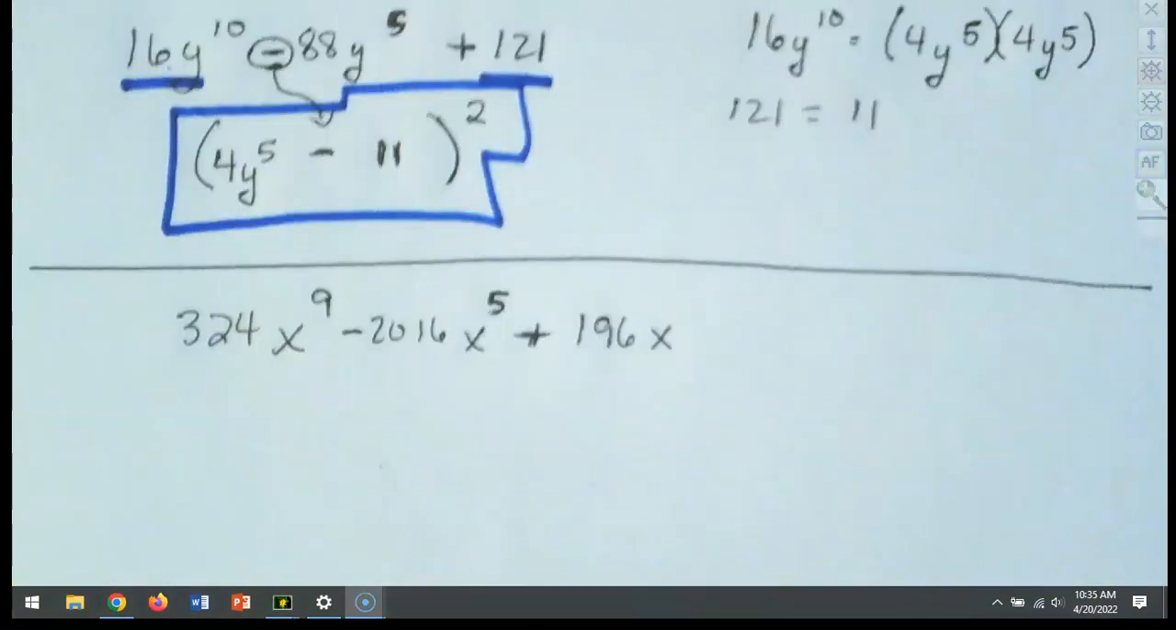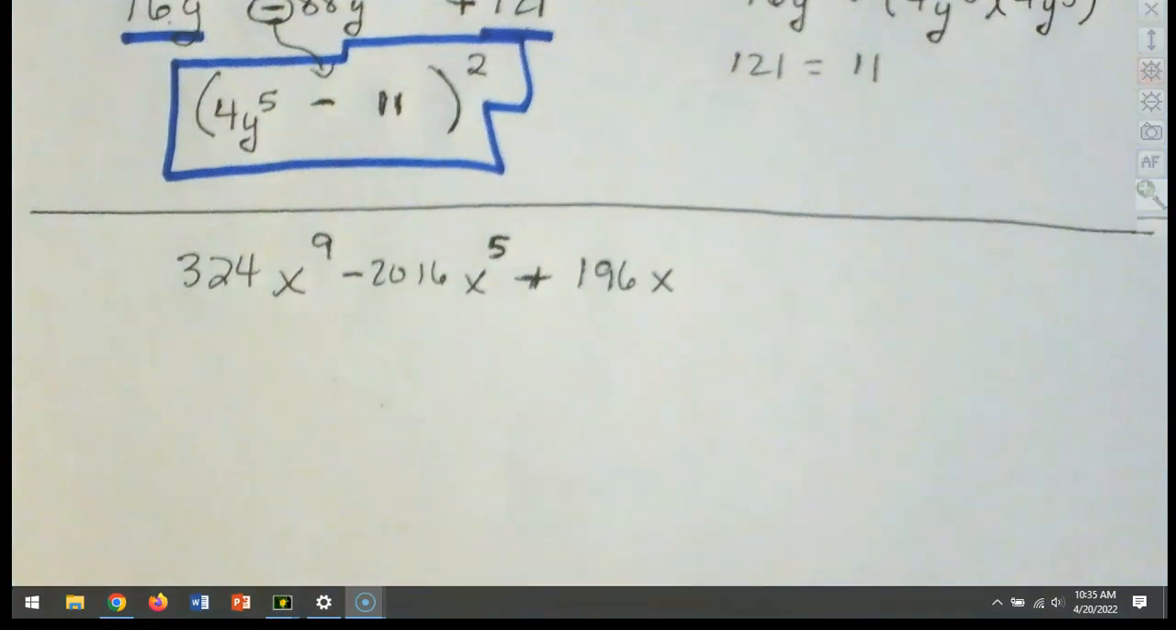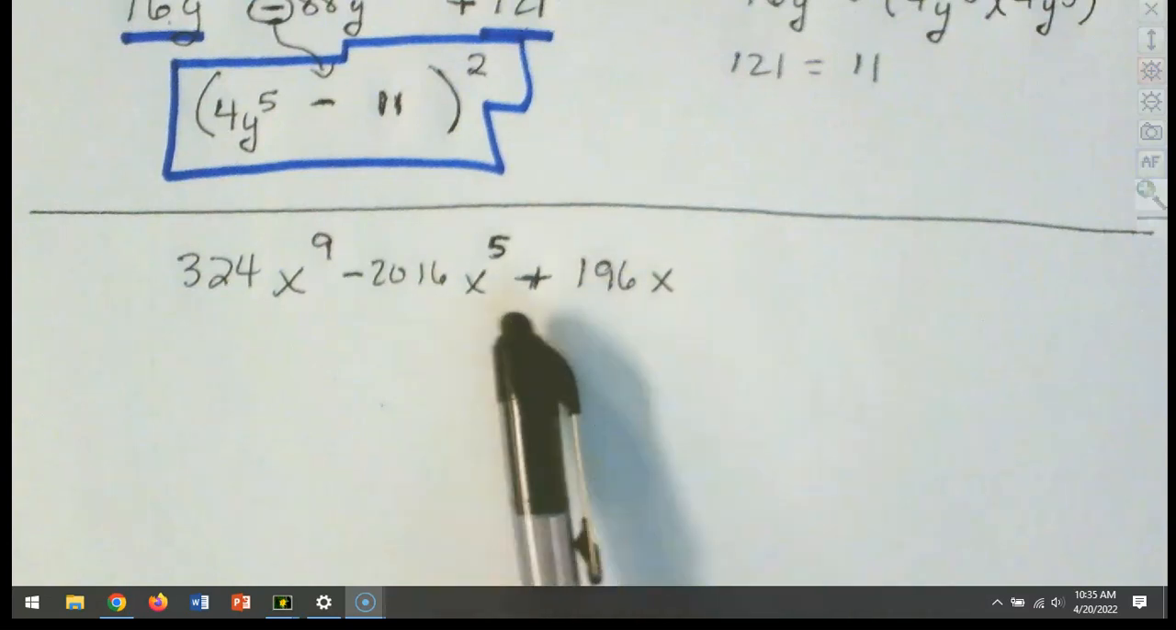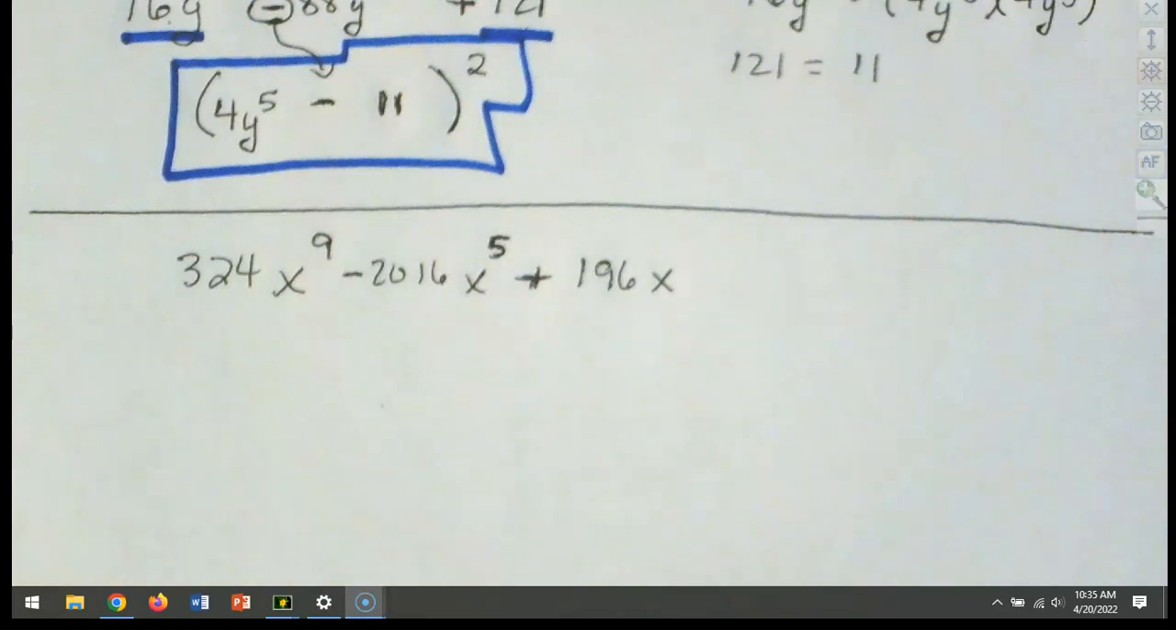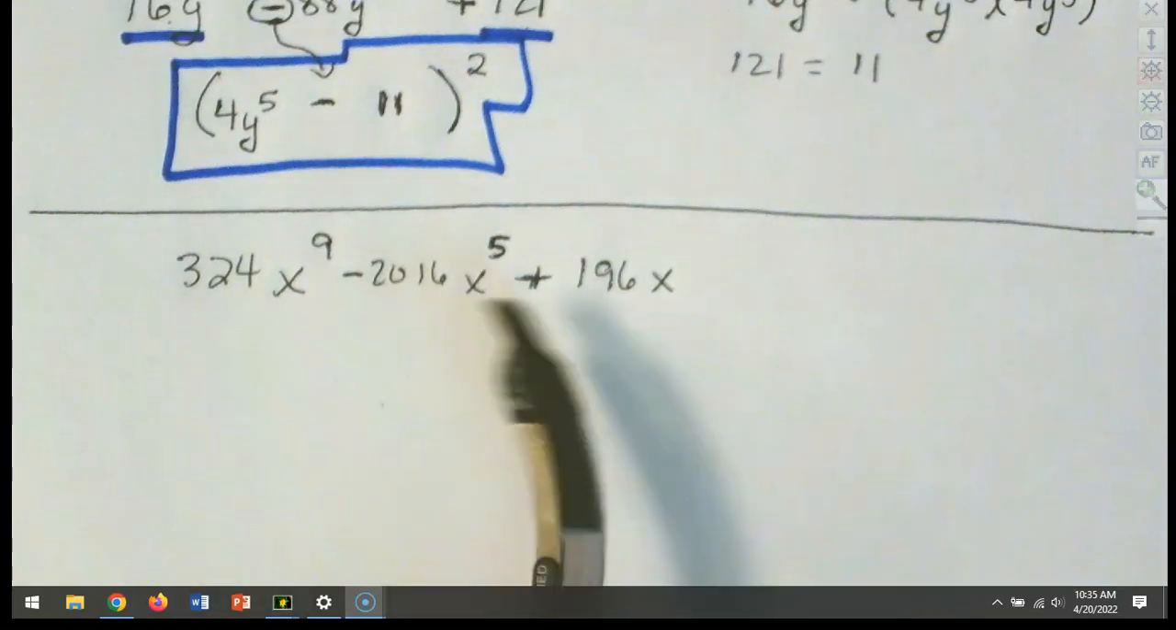Okay, so let's look at this one. Now, this one you would think would be very, very difficult to factor. When I look at this, I say, I see that these all have an x, so I know at least an x is going to come out. And chances are, if an x comes out, then more is going to come out. And I want to see if I can get these to be squares here.